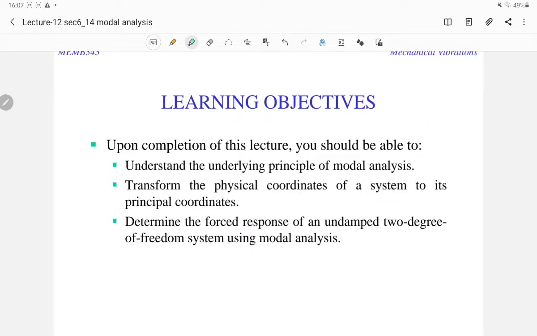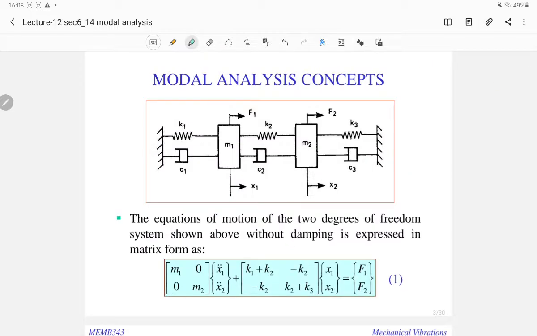The learning objectives are as follows. We want to make sure you understand the principle of modal analysis, and can transform the physical coordinates of a system into principal coordinates. So make sure you know the terms physical coordinates and principal coordinates. And we want to determine the forced response of an undamped 2-degree of freedom system using the modal analysis method. So let us take a look at what modal analysis concepts mean.